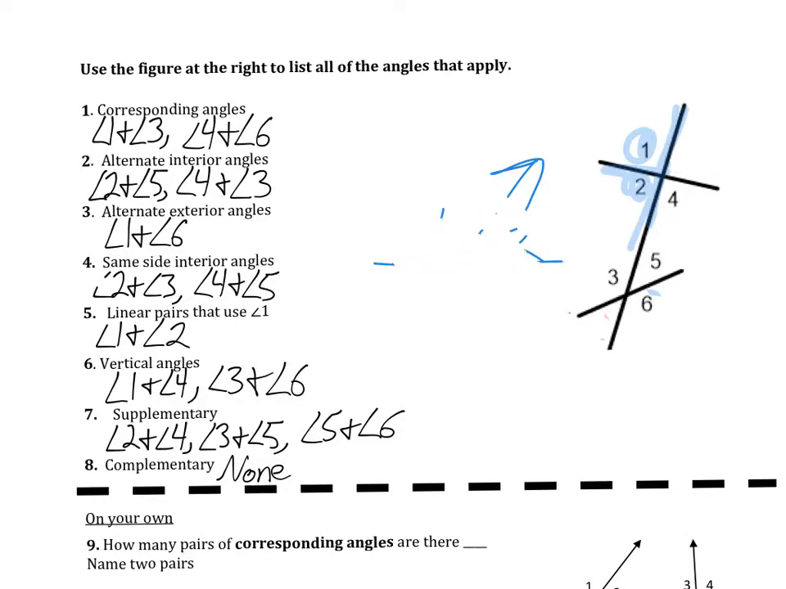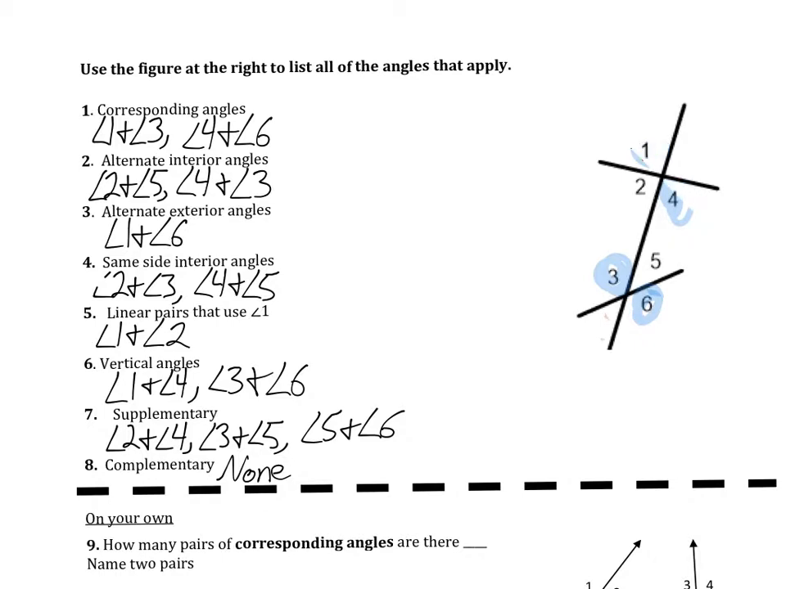My next one, vertical angles. Let's think about this for a second. Vertical angles are the ones that make X's. So looks like 1 and 4 make an X. So I said 1 and 4. 5 doesn't have anything that goes with it. Neither does 2. But 3 and 6 make X's. So 1 and 4, 3 and 6.